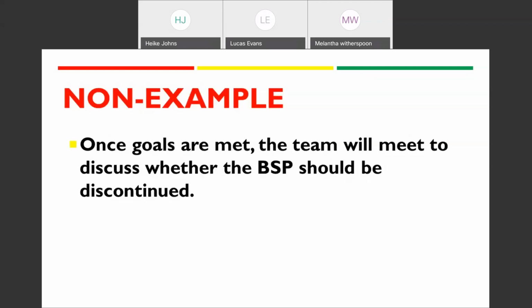Ready for the non-example. Okay. Once goals are met, the team will meet to discuss whether the BSP should be discontinued. And this is definitely not an example, and I'm going to allow you guys to chat in why this is a non-example, a non-exemplar. What's missing?